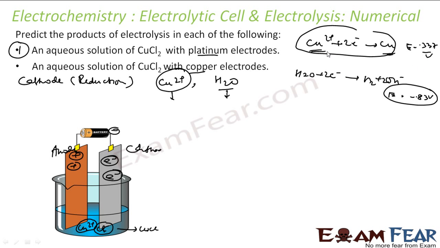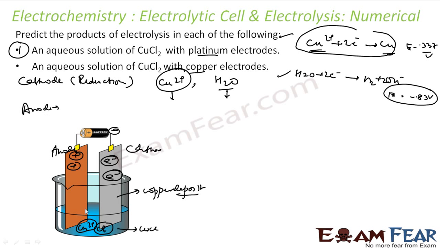So the copper ion will reduce to become copper, and it will give energy. Water will also reduce, but it will take energy. This is a non-spontaneous reaction, and this is a spontaneous reaction. There is no question: by default, this reaction will take precedence. So at the cathode, copper deposition will happen. This is for sure. Now let's see the anode.